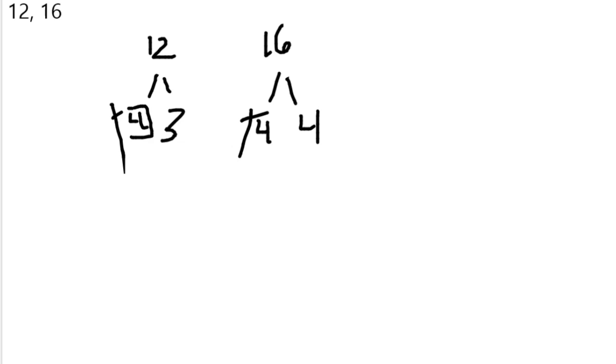Now let's try 12 and 16. For 12 we have 4 and 3, and for 16 we get 4 and 4. We can still break them down into 6 times 2 and 8 times 2, but that's the least common factor. The greatest is 4.